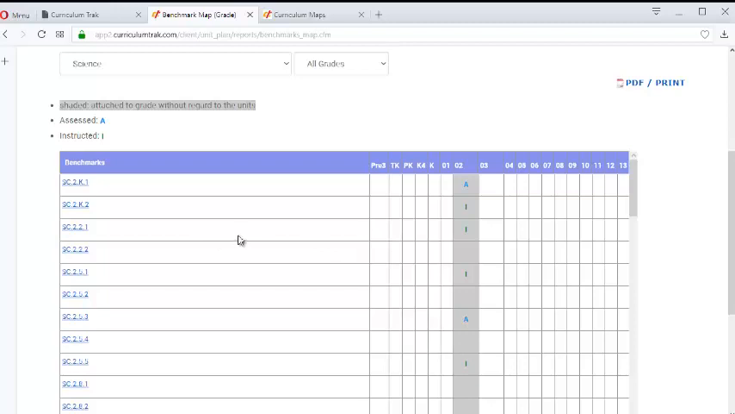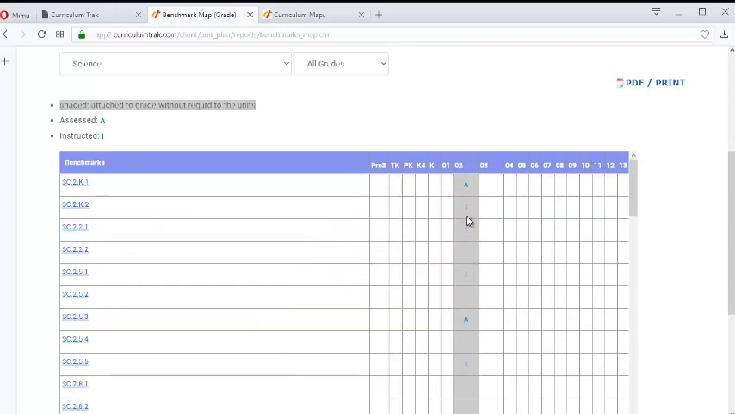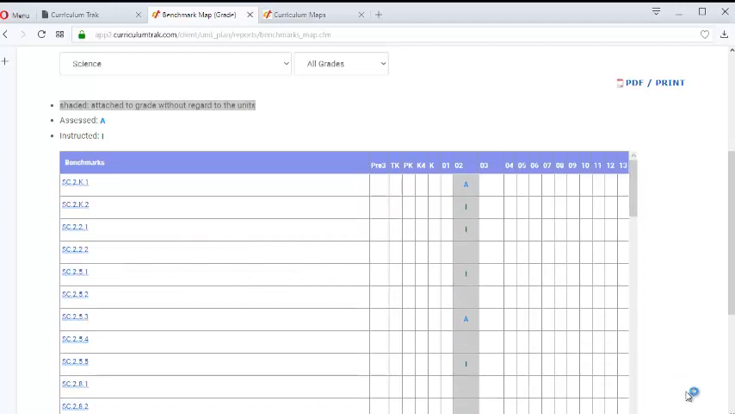Then you can identify gaps very easily here as well, because if it's shaded in but it's not being instructed or assessed, that means we're not covering it. So this would be an example of a gap. Here this means it's being instructed, and this means it's being assessed in at least one unit within our science curriculum. This now concludes this instructional video.